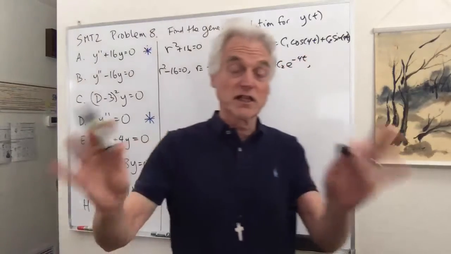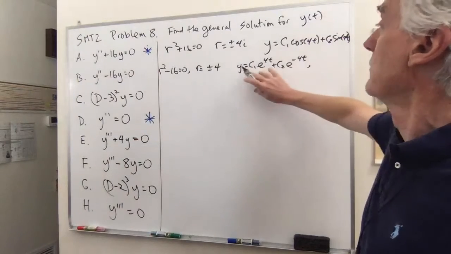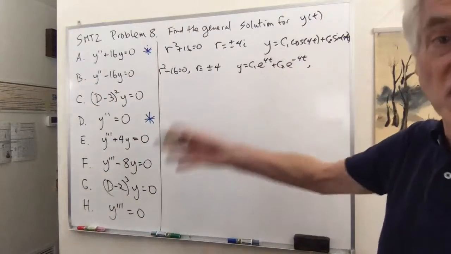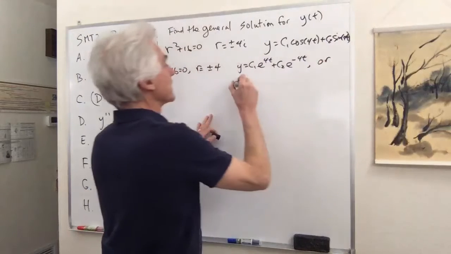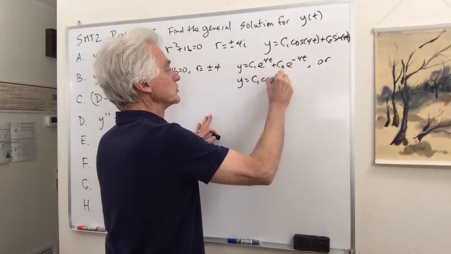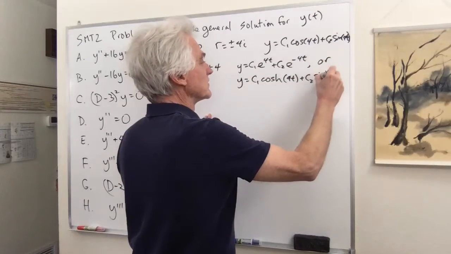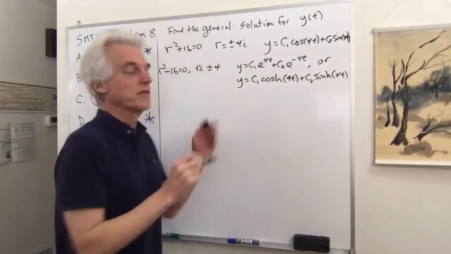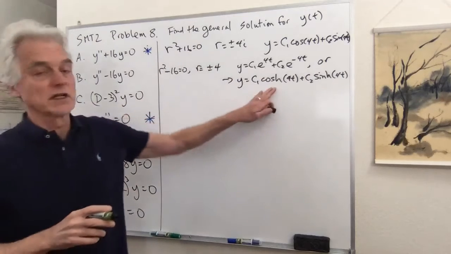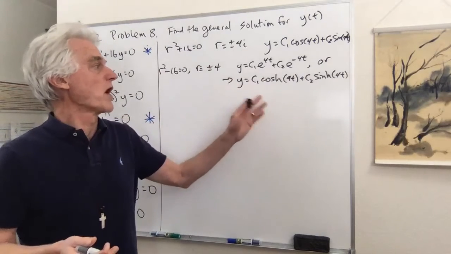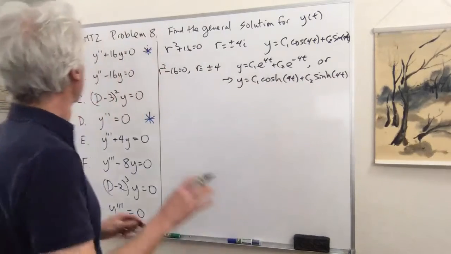But you notice that that's not on your list of possible solutions. As we've talked about before, the sum of these two divided by 2 is cosh of 4t, and the difference divided by 2 is sinh of 4t. So another way of writing it is y is c1 cosh, hyperbolic cosine of 4t, plus c2 sinh of 4t. And that's the one that's on the multiple choice list. This is a really nice form if you have to solve an initial value problem: y of 0 is c1, y prime of 0 is 4 c2.